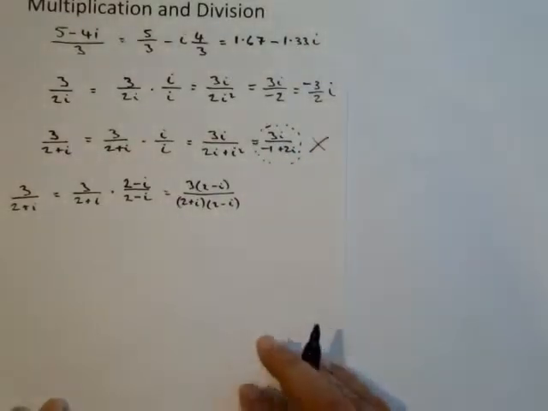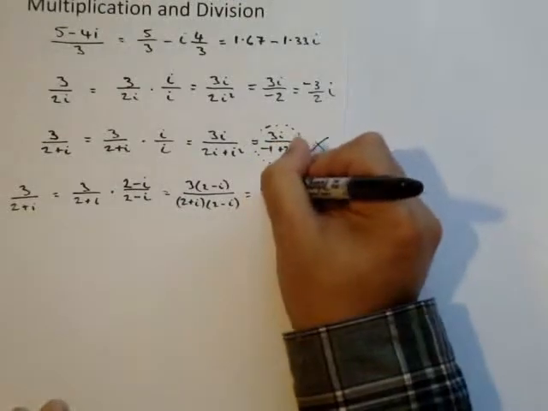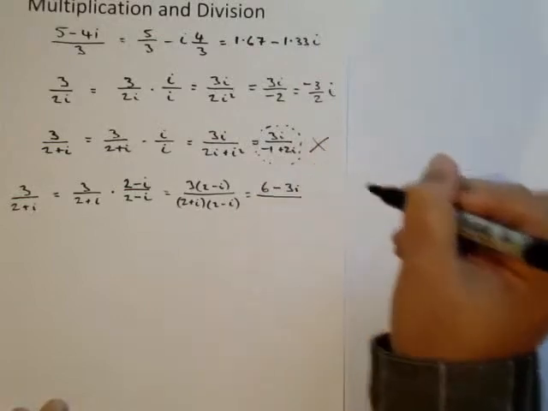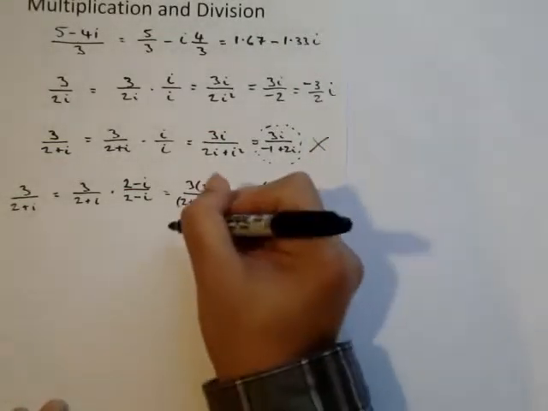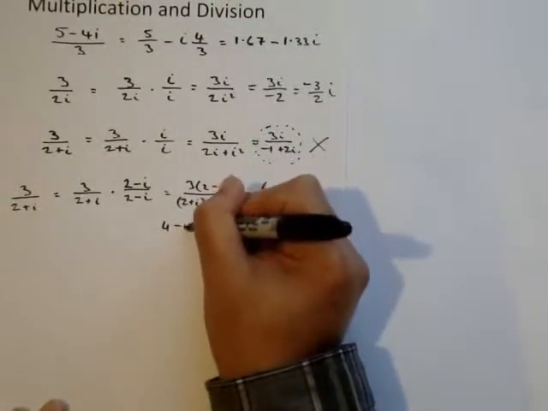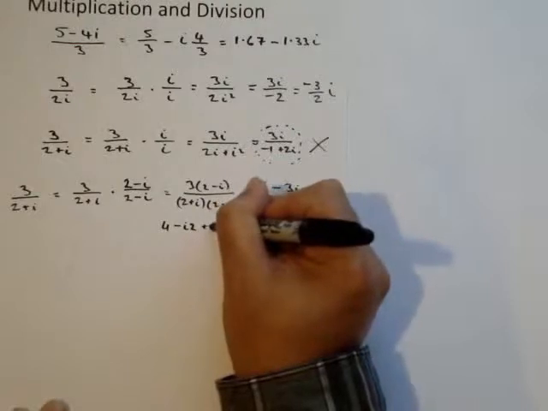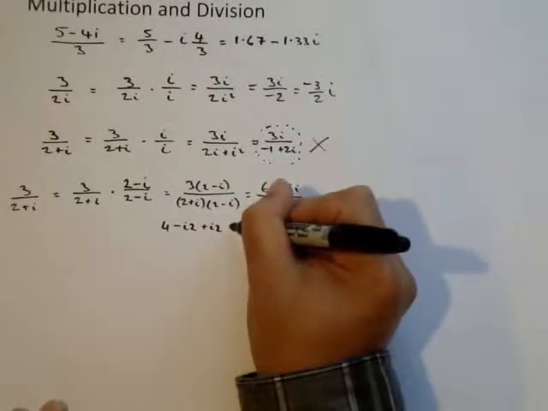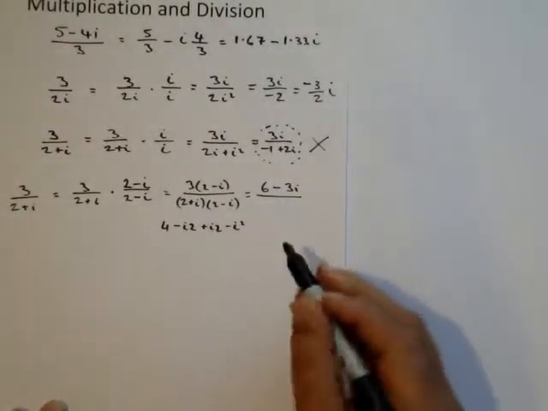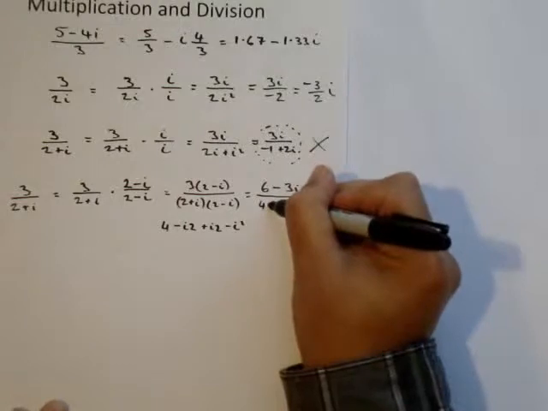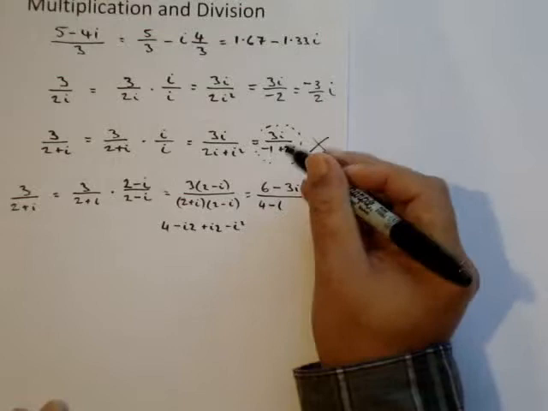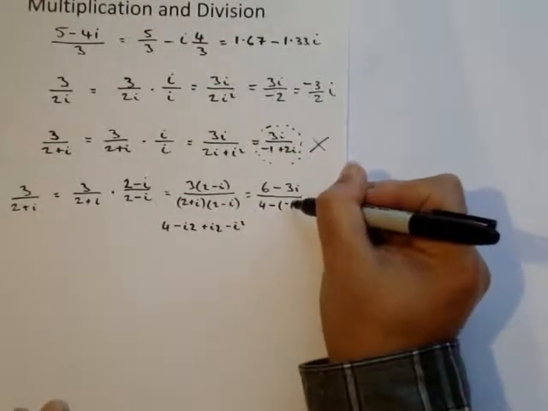This then is 6 minus 3i all over. When we FOIL this out, we get 4 minus 2i plus 2i, which cancel each other out, minus i squared. So that essentially becomes 4 minus, and then i squared we said was minus 1, so it's 4 minus minus 1.